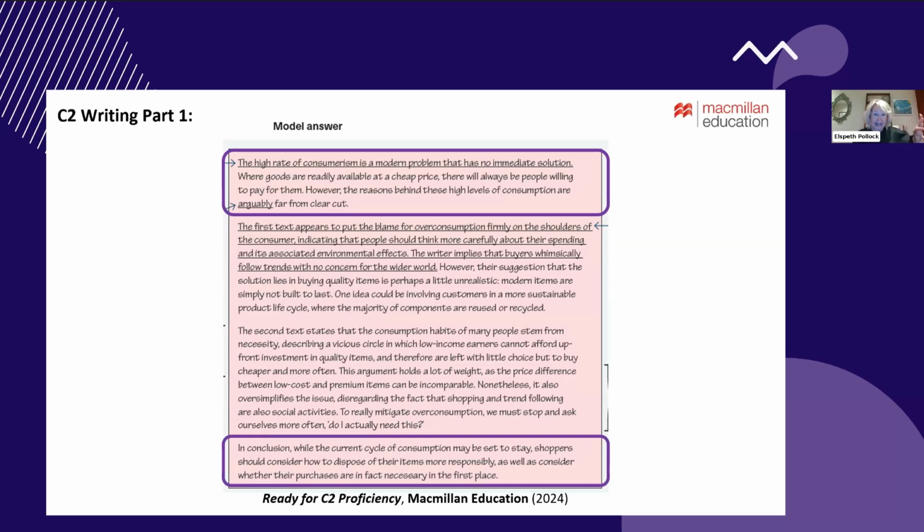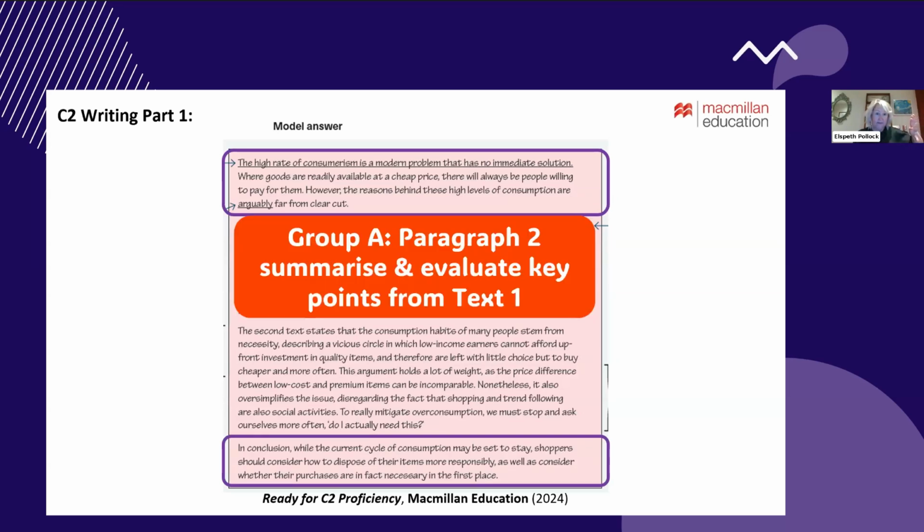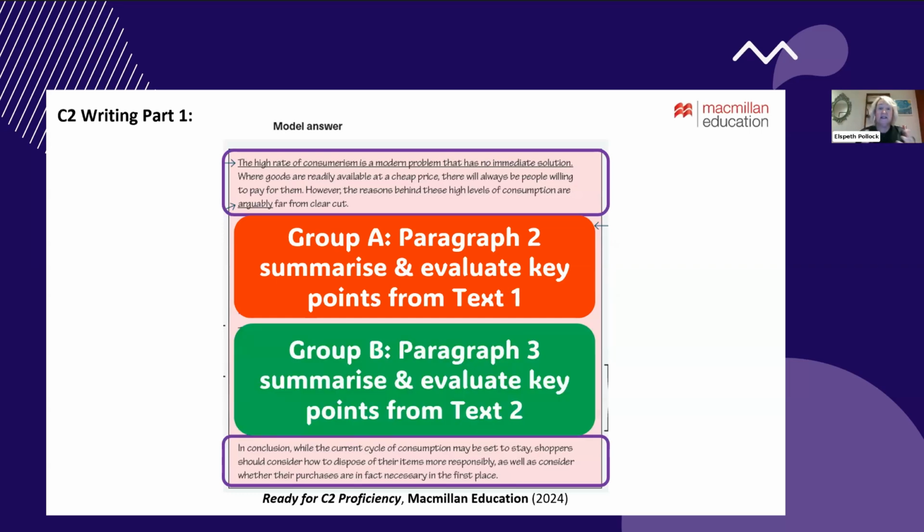Then group A writes a summary and evaluation paragraph. That's all they're writing, about text 1. Group B writes the summary and evaluation of text 2. So everybody's written a paragraph, no more. And then I put one student A with one B together, and they have a complete composition now.